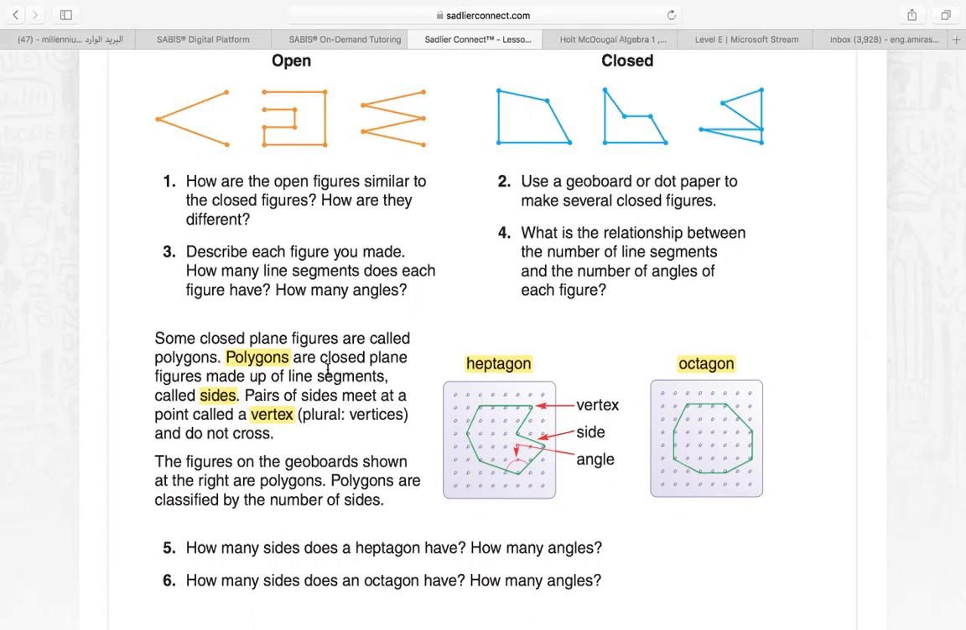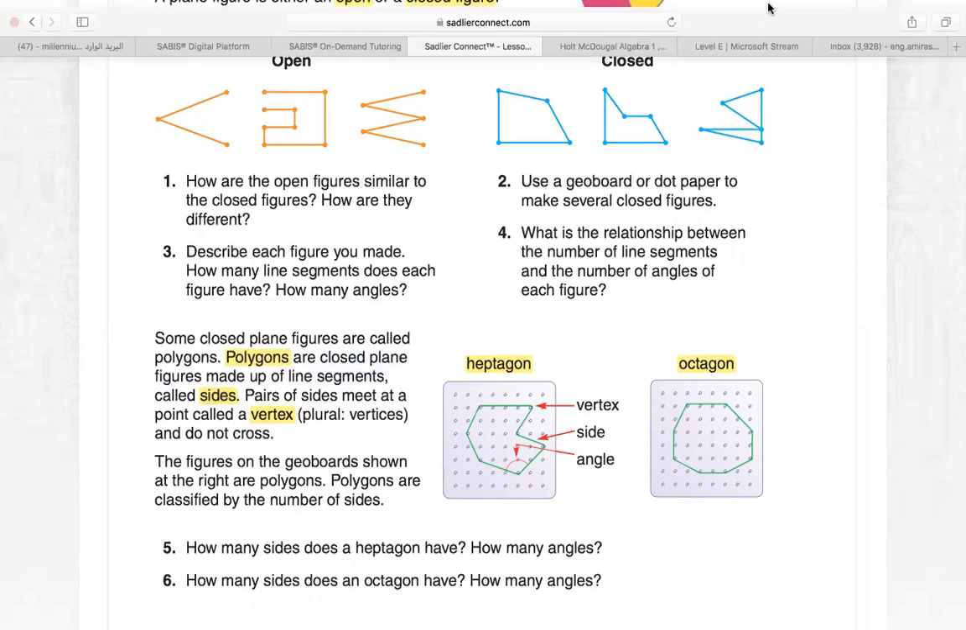Polygons are closed plane figures made up of line segments. So closed and line segments. The line segments are called sides. Pairs of sides meet at a point called a vertex. So now I learned polygon, sides, and vertex. Okay, girls?